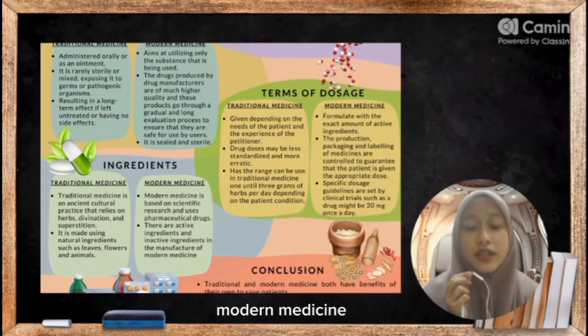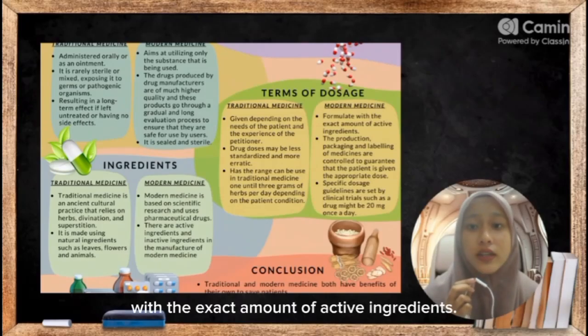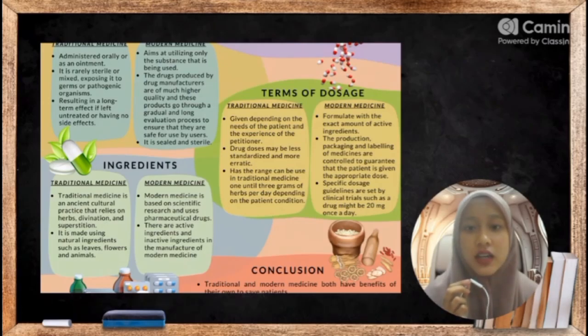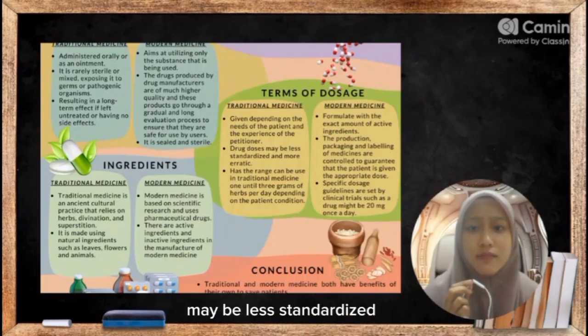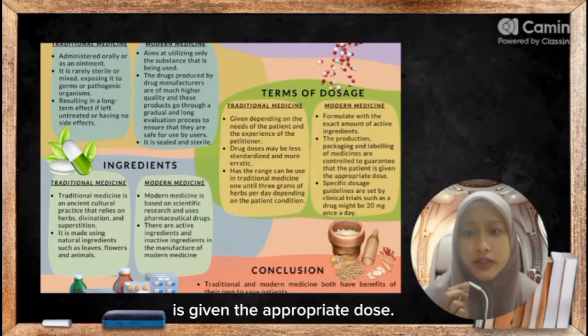Traditional medicine and modern medicine have many differences in terms of dosage. For example, traditional medicine is given depending on the needs of the patient and the experience of the practitioner. However, modern medicine is formulated with the exact amount of active ingredient. In contrast, traditional medicine drug doses may be less standardized and more erratic. Meanwhile, for modern medicine, the production, packaging and labeling are controlled to guarantee that the patient is given the appropriate dose.